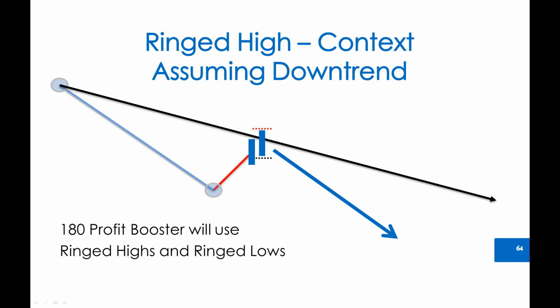So assuming a downtrend, just to recover this point in the 180 profit booster, this uses a ring high in a downtrend, so bar number 1 and bar number 2 would be the end of a phase 2, moving into a phase 1 to take advantage of the downward market move.